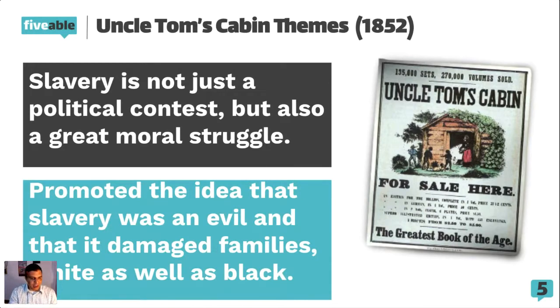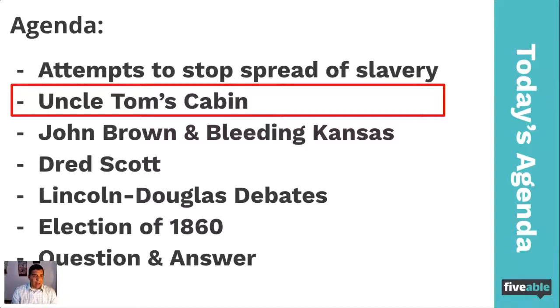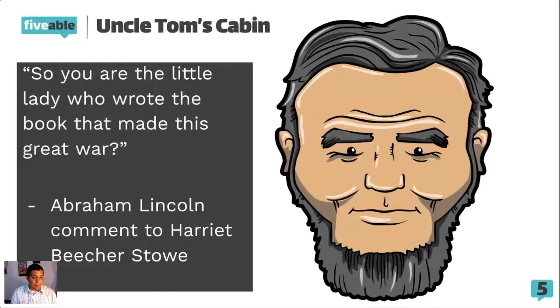All right, awesome. So I want to talk about the next thing, what happens here. So we had these three attempts to stop the spread of slavery, and none of them really worked. They exacerbated the problem. They made things worse. And then, as if politically things couldn't get worse, socially, there's a book that's out there. It's called Uncle Tom's Cabin.